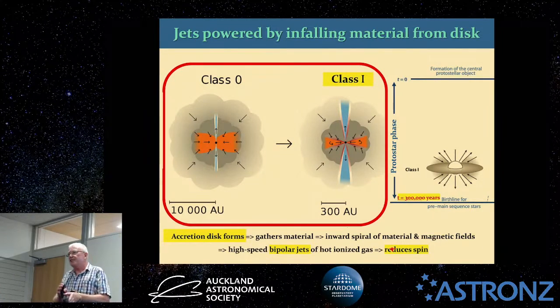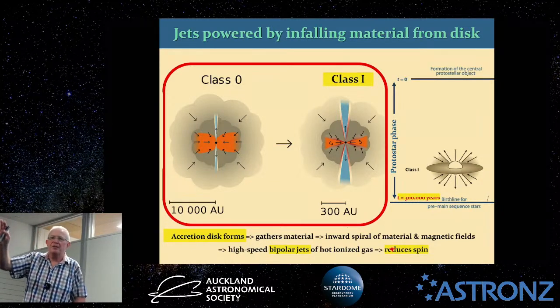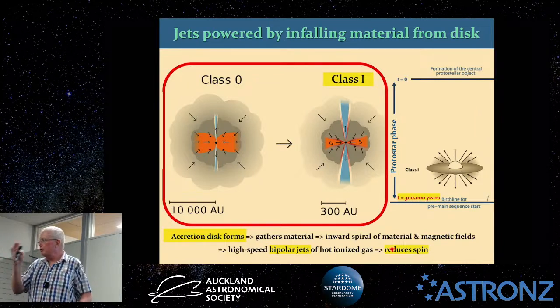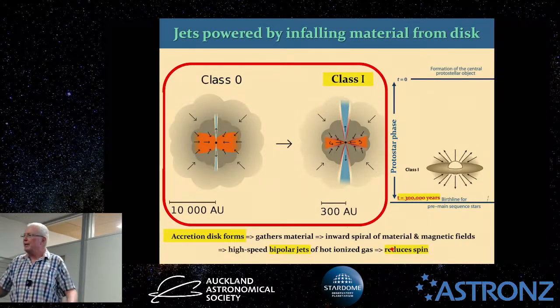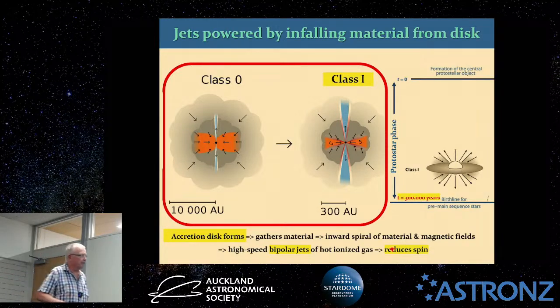But these jets serve a function. They bleed out that angular momentum, in other words, drain off the spin velocity, and they slow the protostar down, which enables the protostar to accrete more material onto it. So that's a very, very useful function. If it wasn't for those jets, we wouldn't have most stars. For the sun to get to the end of this stage was about 300,000 years.